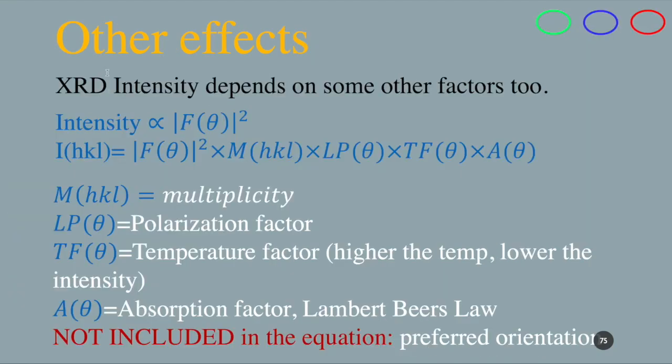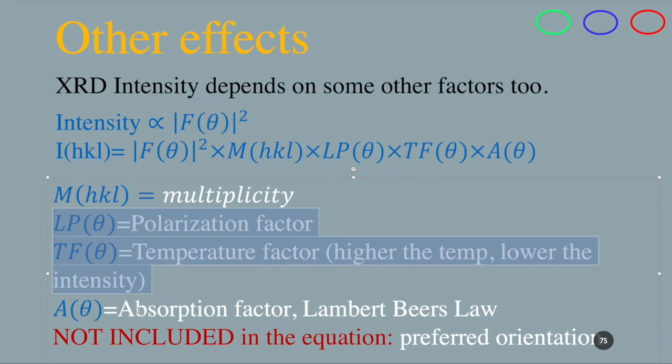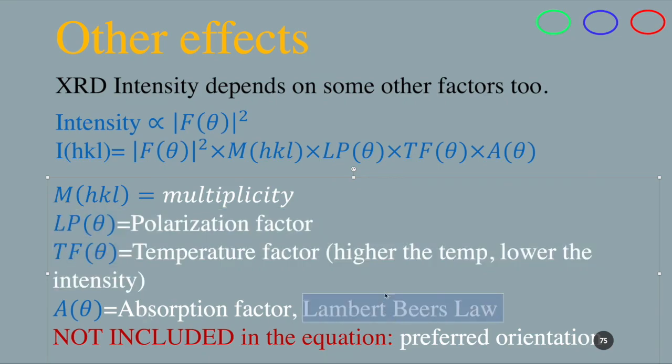Now we should also understand that other than the structure factor, the intensity of XRD also depends on some other factors like multiplicity, like polarization factor, like temperature factor. In fact, the higher the temperature, the lower the intensity. And also the absorption factor, which is governed by Lambert-Beer's law. There are other factors which affect the XRD intensity, which we should be careful about, and the preferred orientation of the planes also affects the XRD pattern.